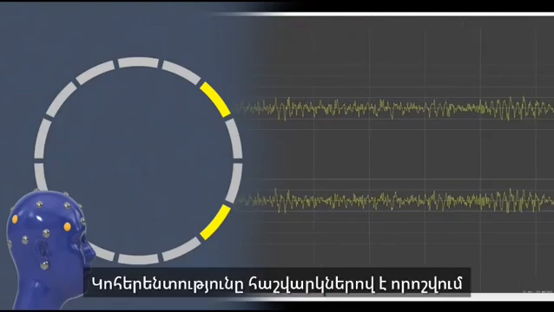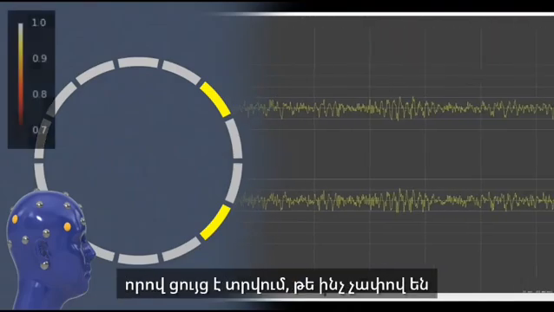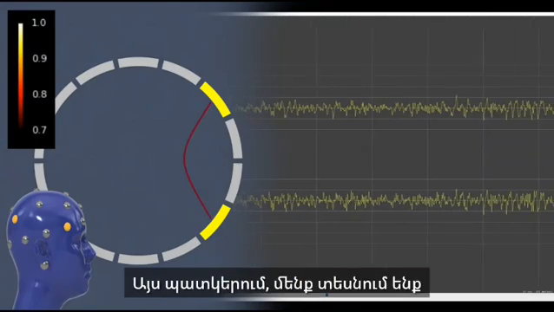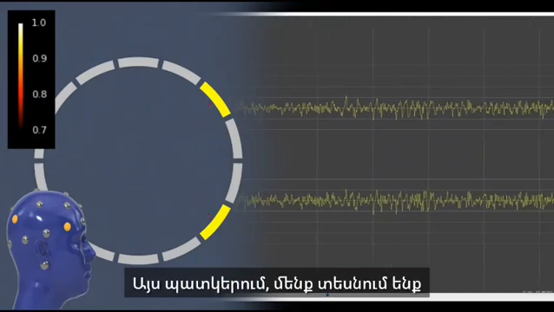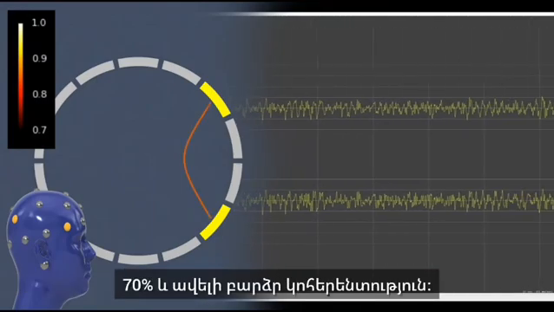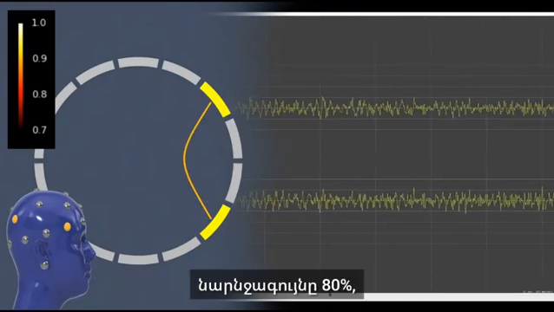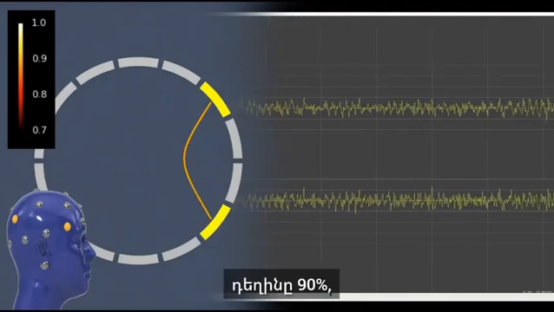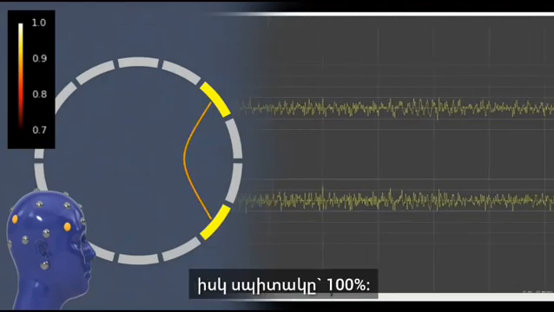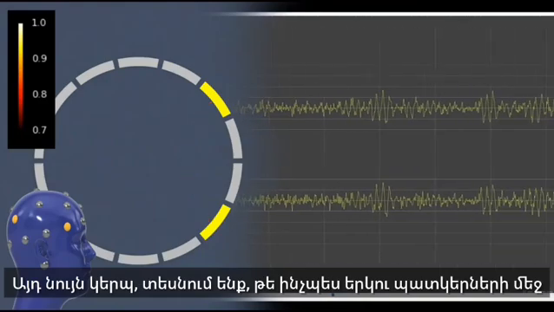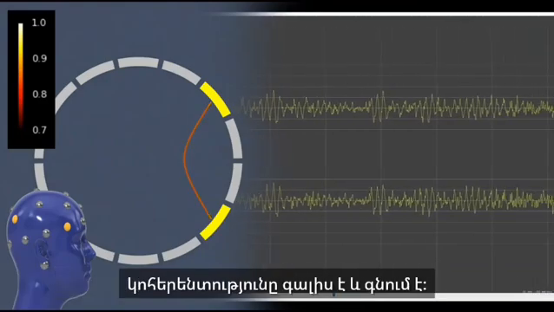Coherence is a calculation that tells us how much the two graphs are doing the same thing. In this visualization, we only show 70% and higher coherence. Dark red is 70%, orange is 80%, yellow is 90%, and white is 100%, similar alpha waves between the two graphs. You can see how the coherence comes and goes.